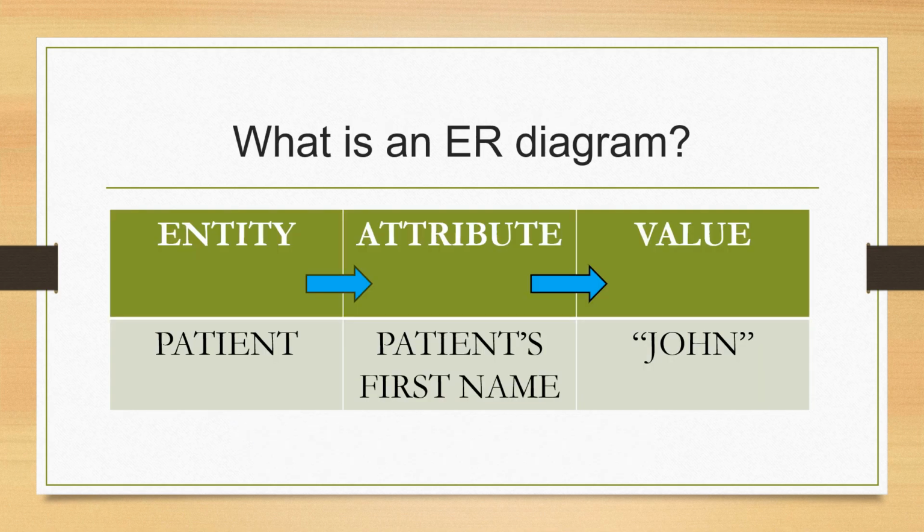Putting it all together. If a patient entity or table were created, an attribute or field would include a specific characteristic of that patient, for instance, patient's first name. The data inputted into that field, such as the name John, would be the value.